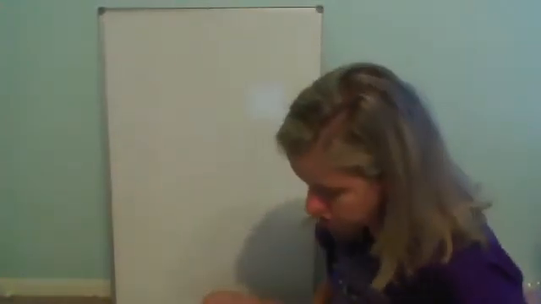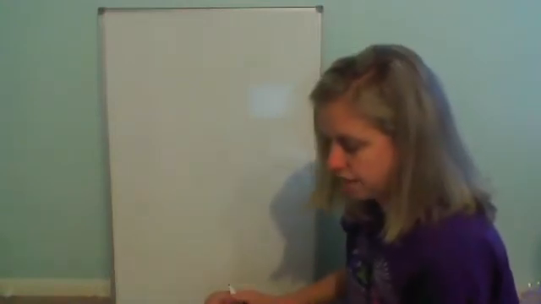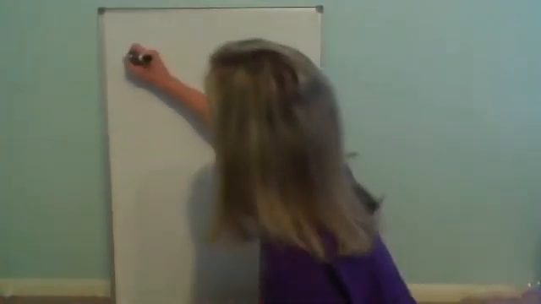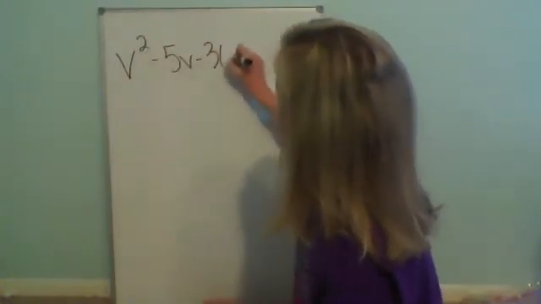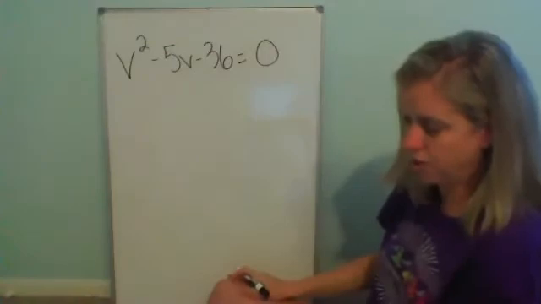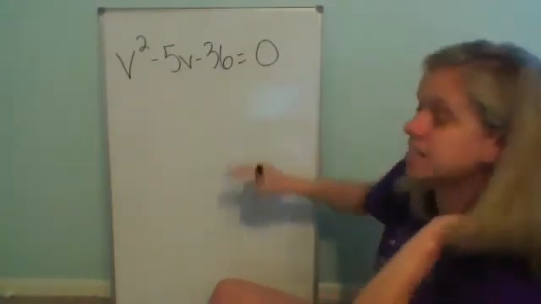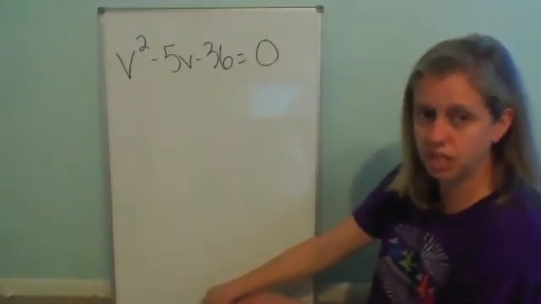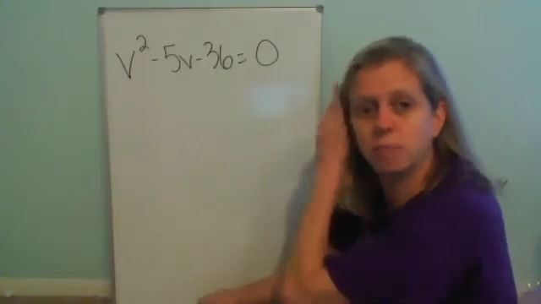All right, number 2. We've got v squared minus 5v minus 36 equals 0. So once again, here's my problem. It is set equal to 0. So step 1 is complete. This time I need to do the factoring on my own.